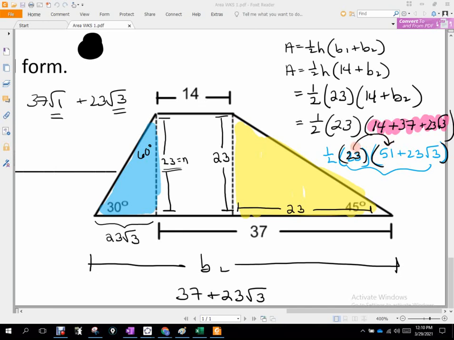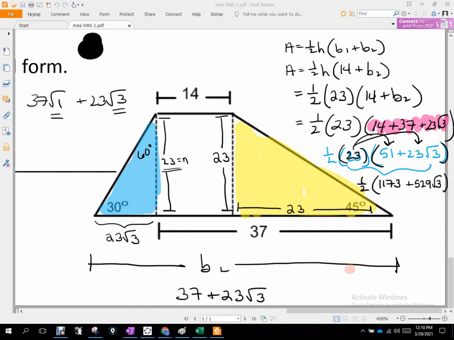I need to distribute. I need to take 23 times 51, and then 23 times 23 radical 3. So 23 times 51 is 1173, and then 23 times 23 radical 3 ends up being 529 radical 3. That's all then times 1/2.